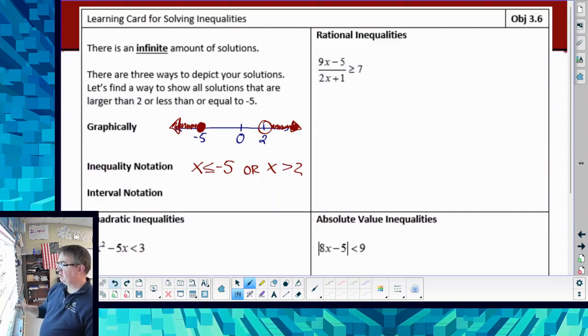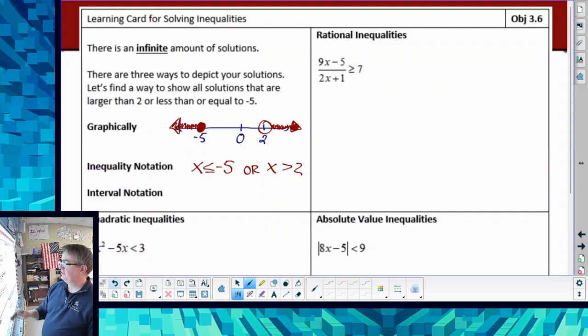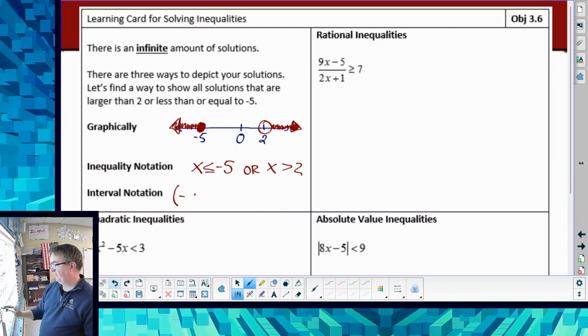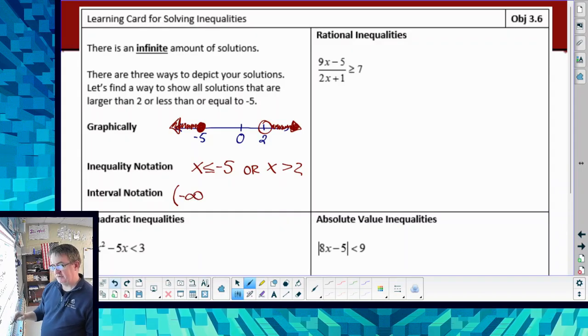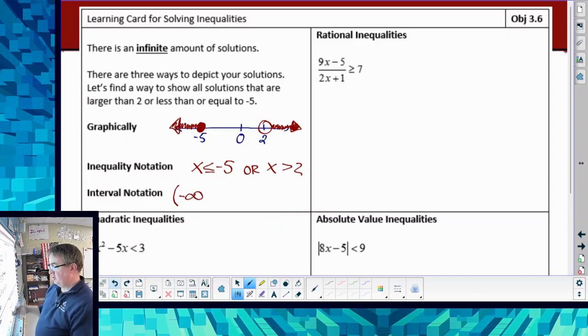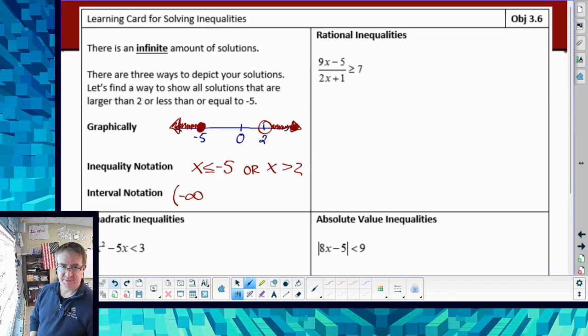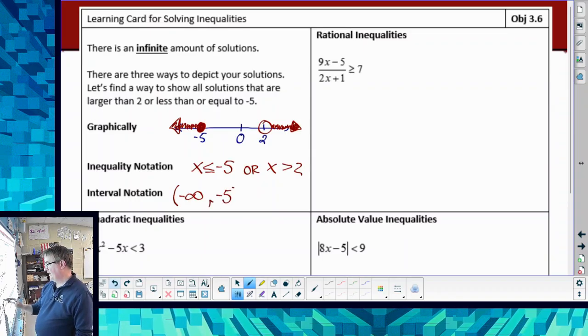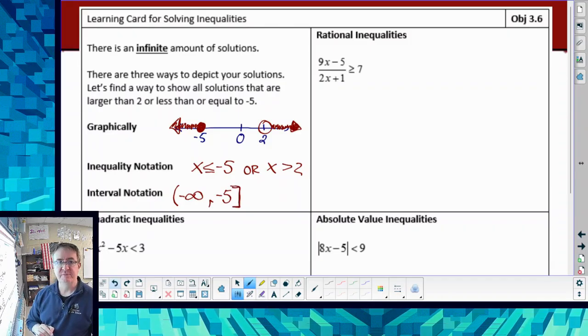For interval notation, the thing which I like about interval notation is it's a lot like your graph. This is going to go down to -infinity. And so the soft bracket, the regular parenthesis, means that you don't actually touch that. We don't touch infinity because it's a concept and not a number. And then I'm going to go up to -5. I'm going to include that, so that's why it's that hard bracket.